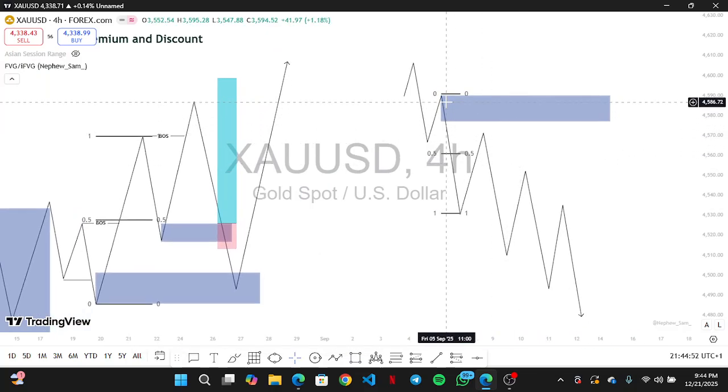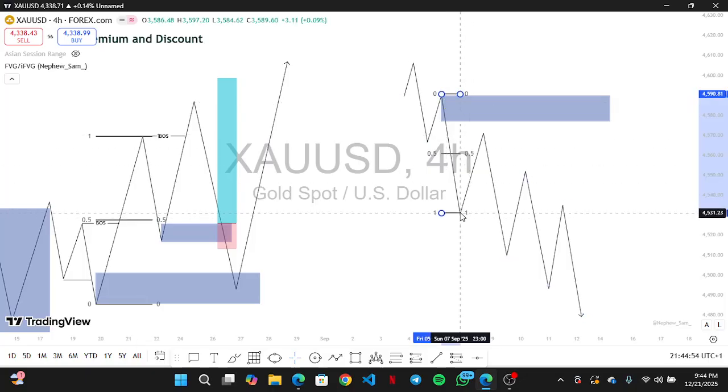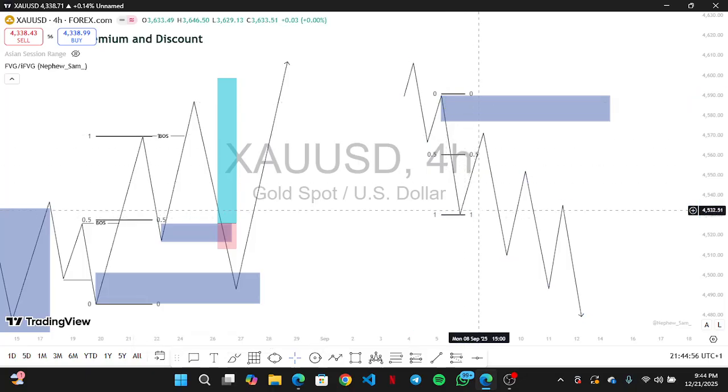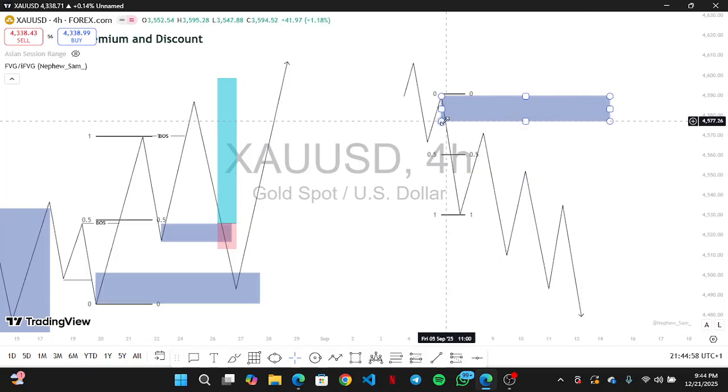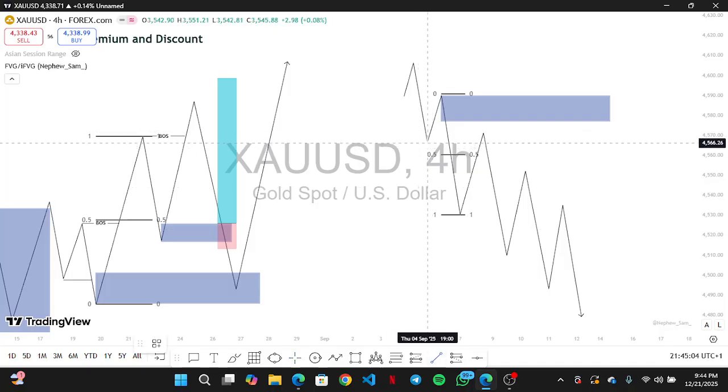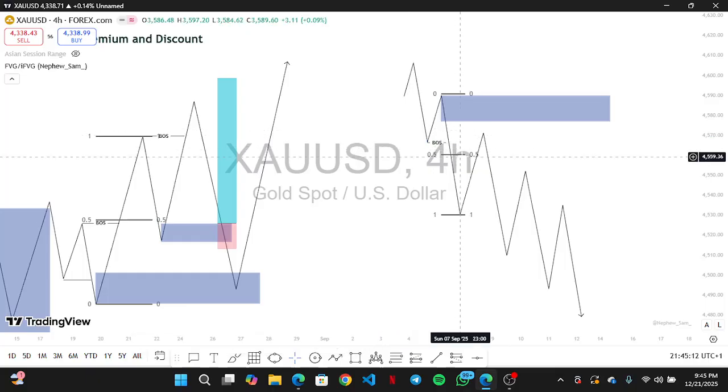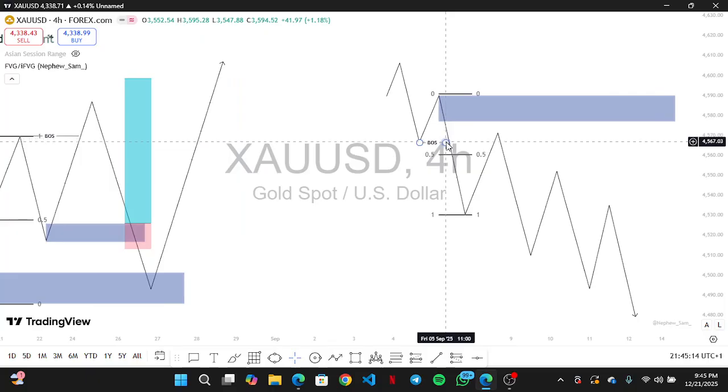So now this creates a supply zone, giving us what exactly now? Giving us this. This created a supply zone. Why? It created a supply zone because market broke structure. As I told you guys, supply zones and demand zones are only created when market breaks structure. Another thing to note down: you need to have a break of structure. First things first, you find a break of structure.